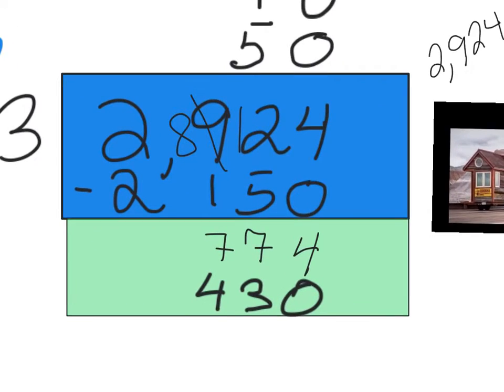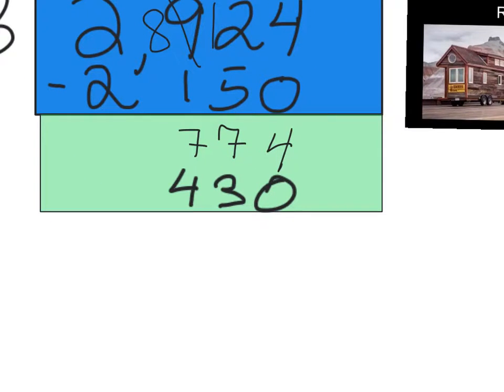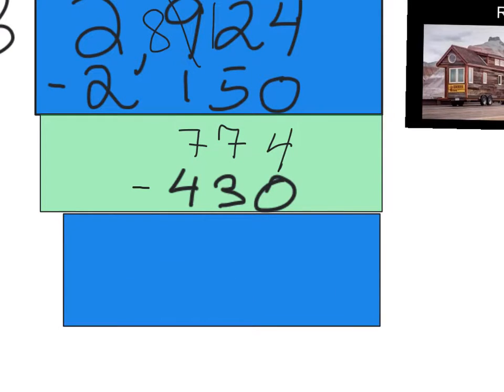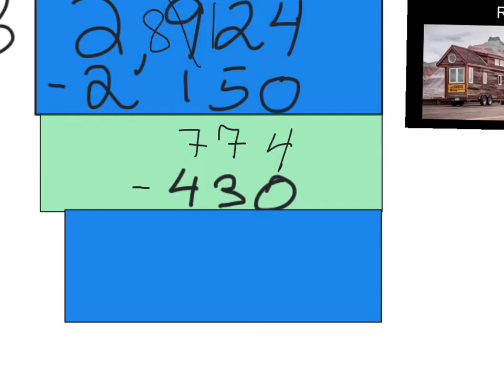I'm going to enlarge this a little bit so we have a little bit more room. And I'm going to draw my subtraction sign and draw my next area box right here. And now I'm ready to subtract. So 4 minus 0 is going to give me 4 right down here. And 7 minus 3 is going to give me 4. And then 7 minus 4 will give me 3. So I write that there.